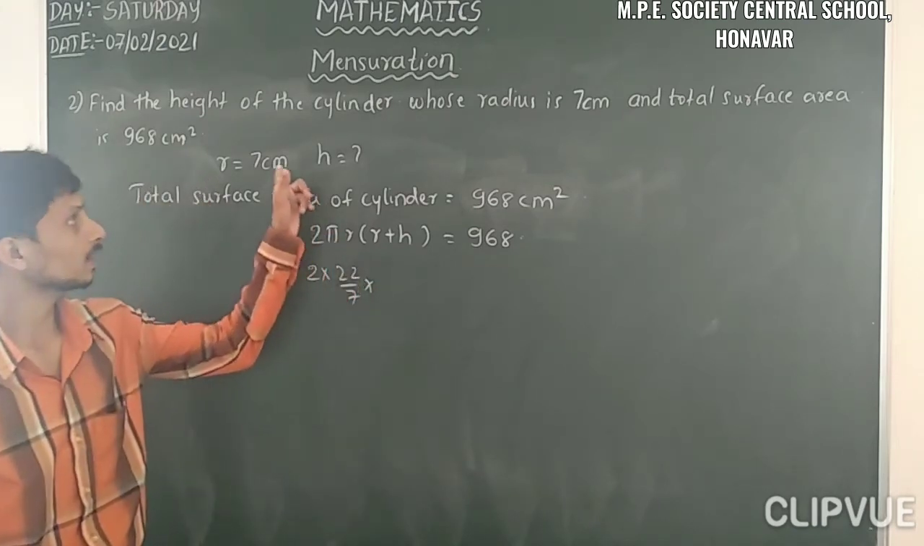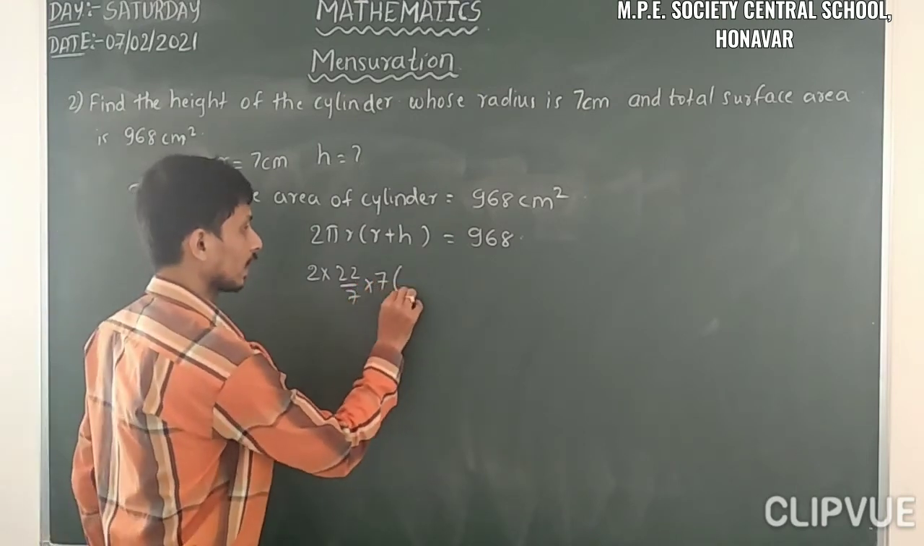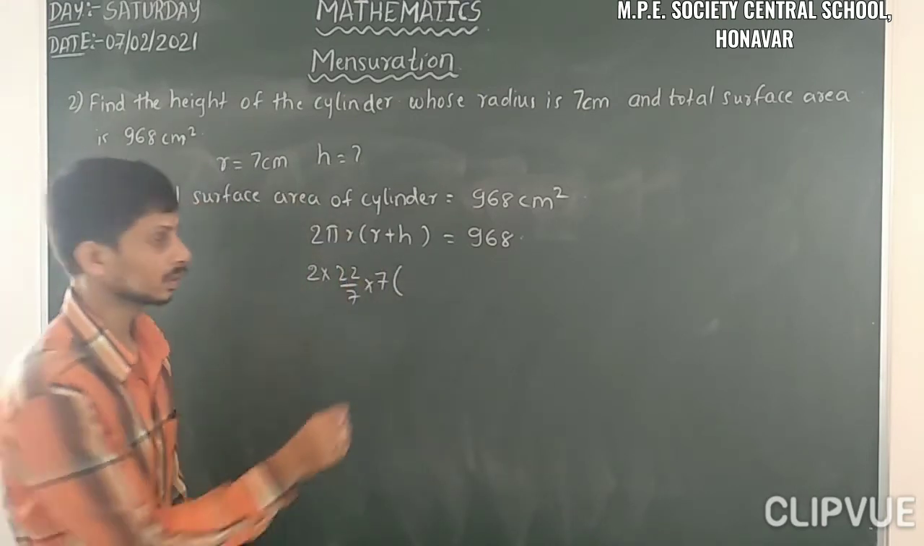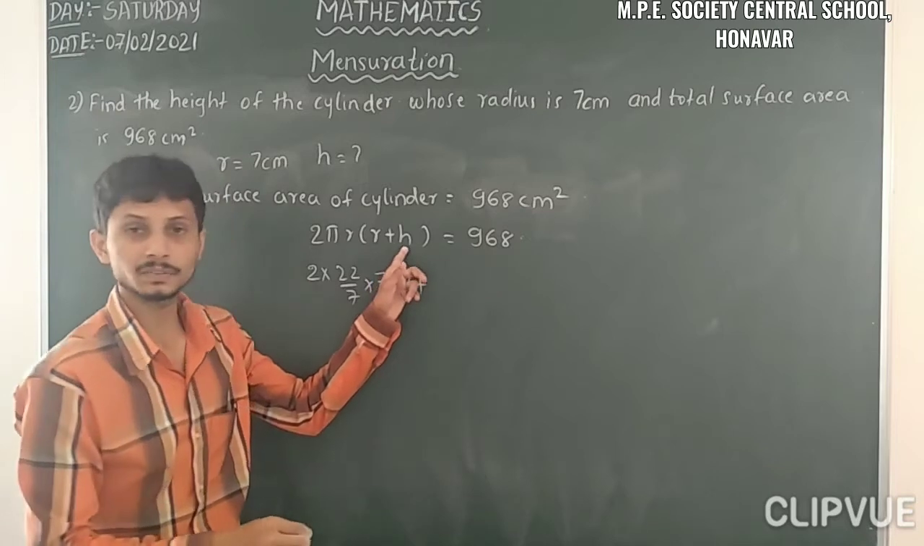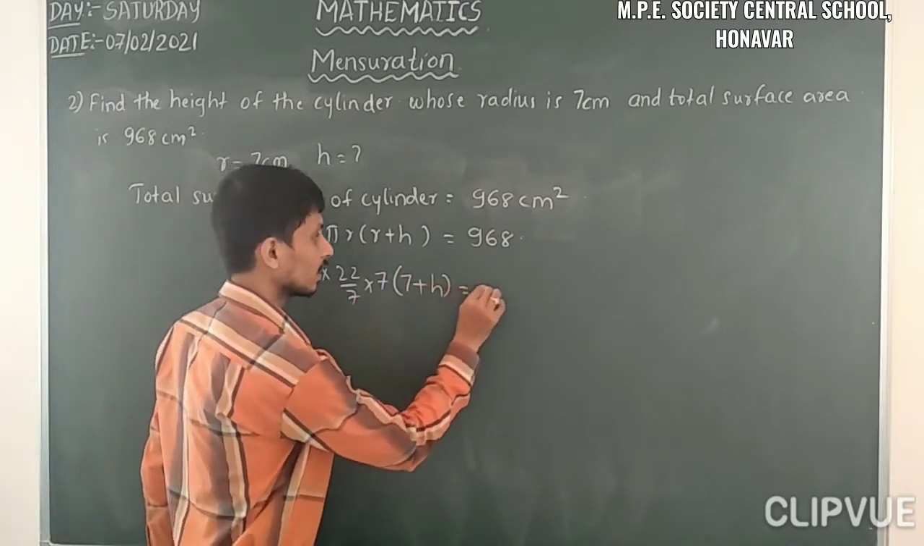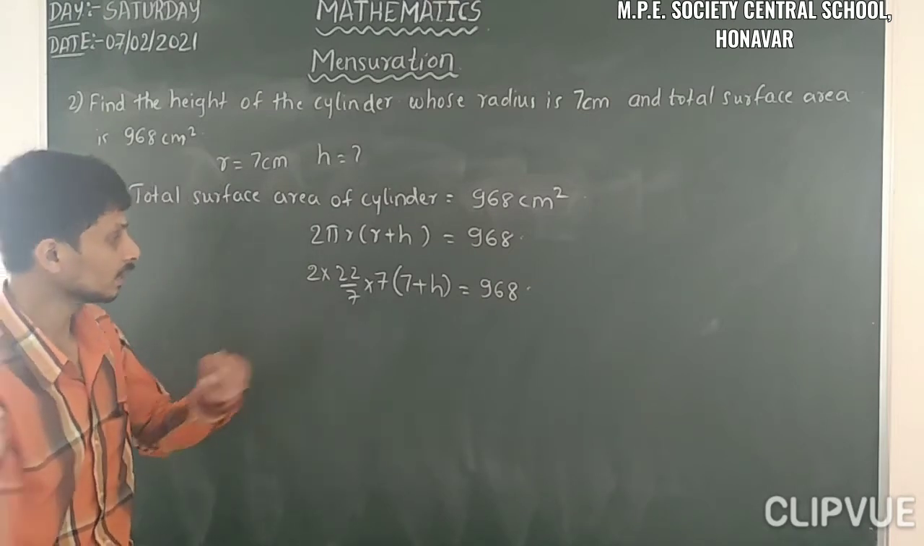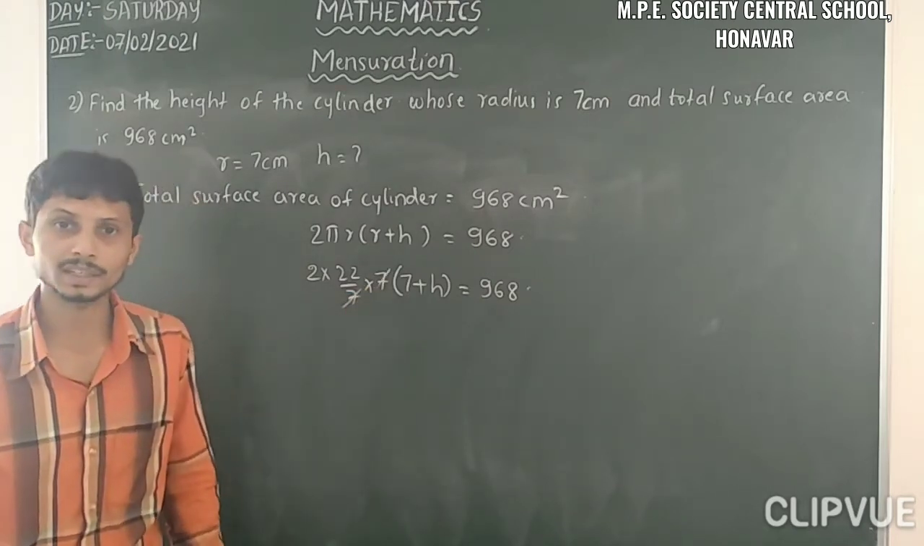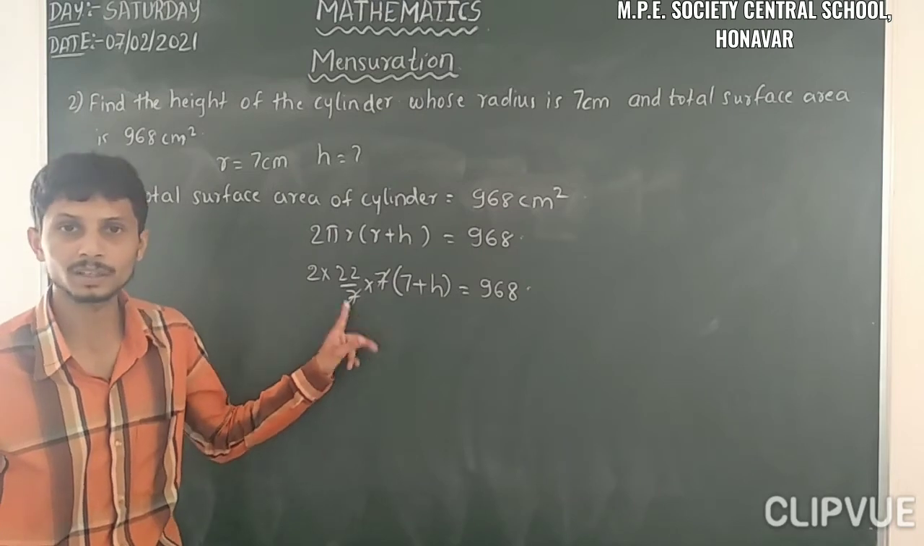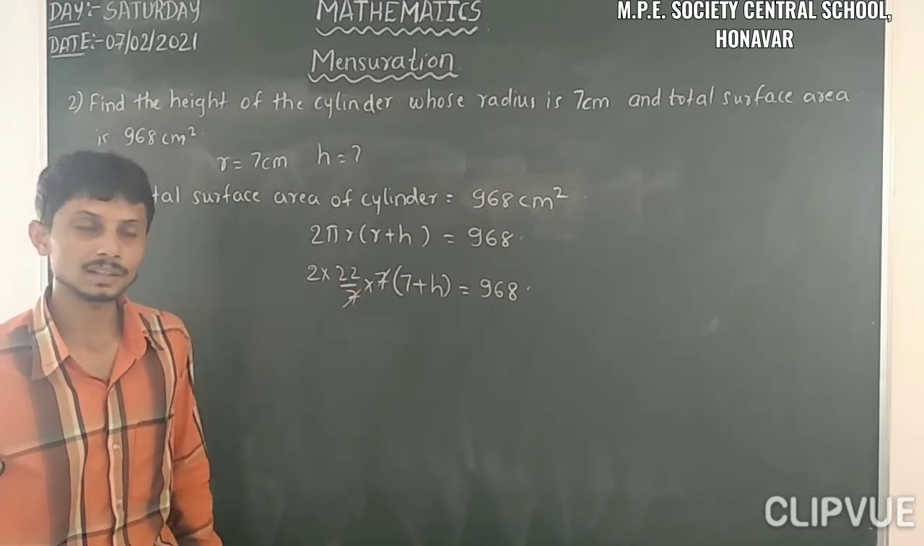And what's the value of r here? It is 7. The value of r we already know is 7, and plus h, we don't know, remains as it is. On the other side we have 968. Then just observe, 7 and 7 both are getting cancelled. It is in the numerator, it is in the denominator, so we can cancel easily.